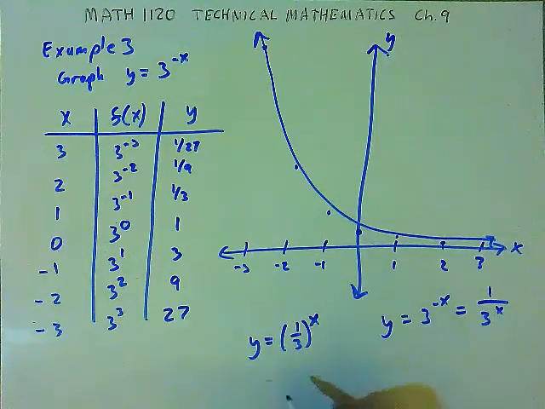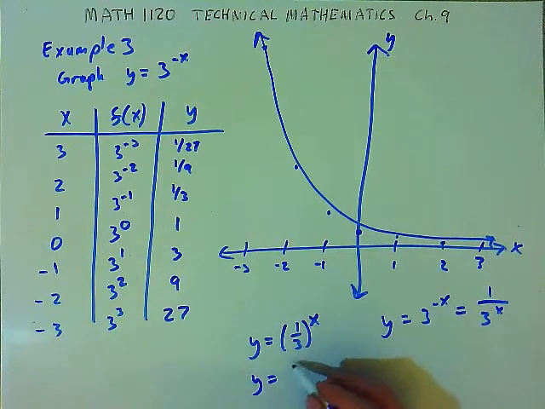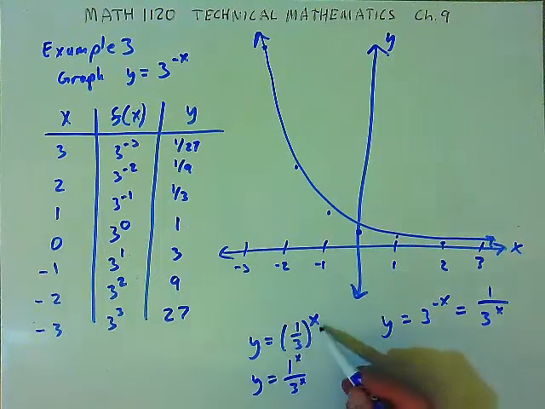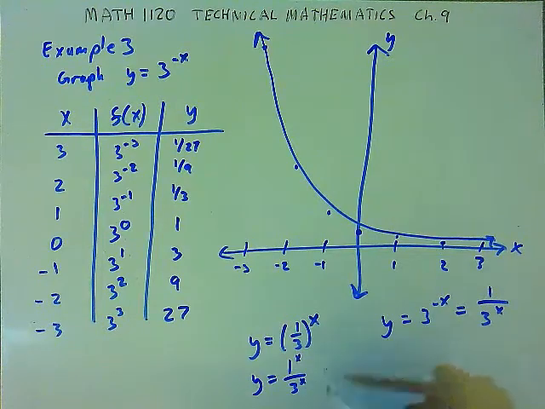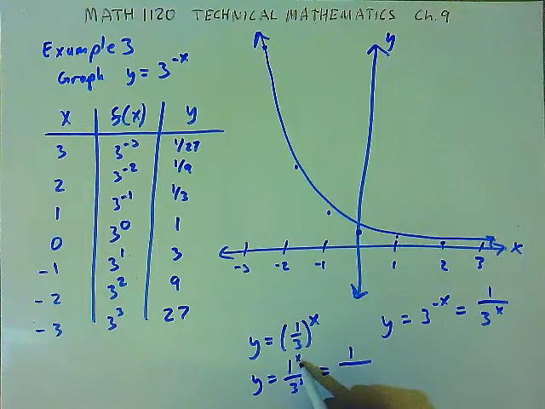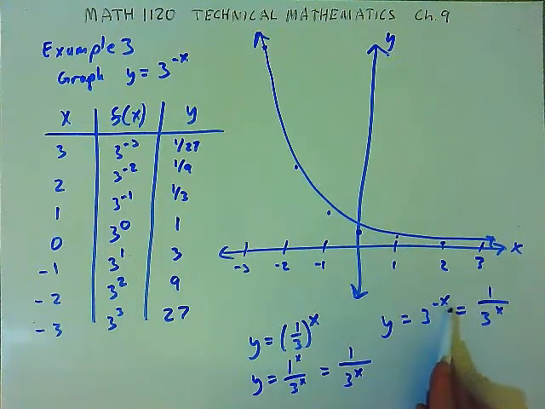And 1/3 to the x power means 1 to the x power over 3 to the x power. So that's one of the rules of exponents. When you have a fraction raised to an exponent, you're raising the numerator and the denominator to that power. And so 1 to any power is just 1. It doesn't matter what x is. And 3 to the x is 3 to the x. So you can see that 1/3 to the x power is exactly the same as 3 to the negative x.